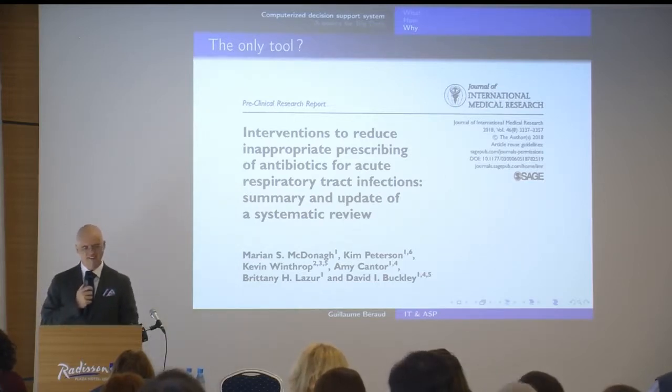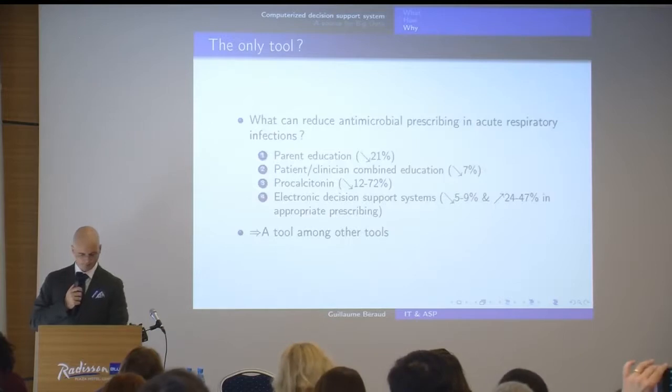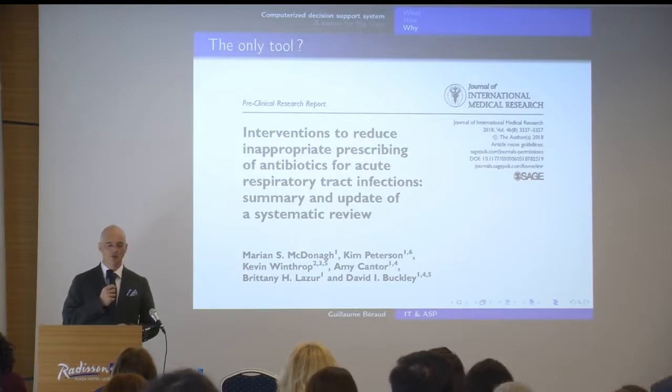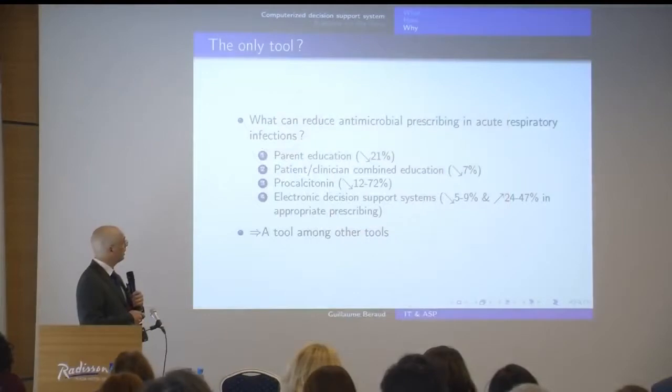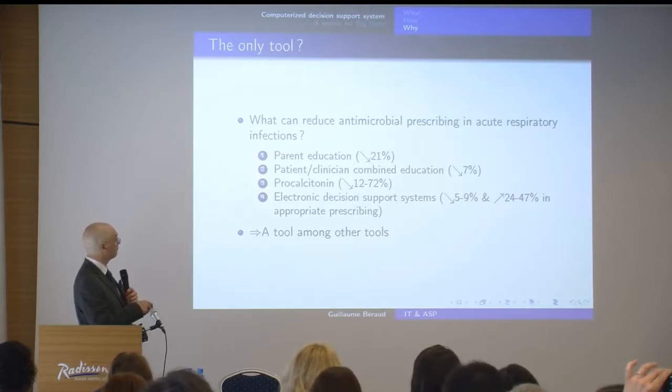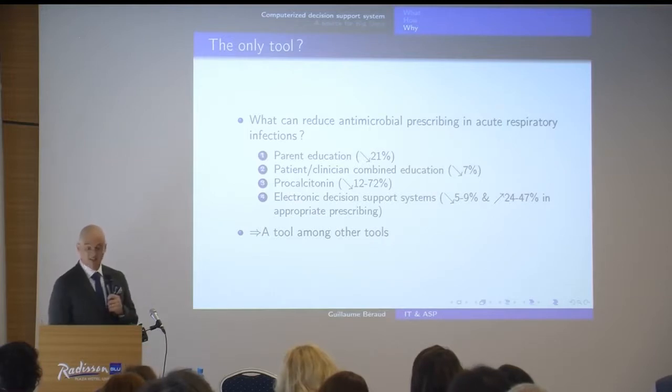Now let's start to criticize. Is it the only tool? I like this study. They focused on what kind of intervention is able to reduce inappropriate prescribing for acute respiratory tract infection, and they found that what worked was education of the parent, patient, clinic and clinician combined, the use of procalcitonin, and electronic decision support systems. So yes, it worked to reduce inappropriate prescribing, but it's just a tool among others. It works, but it's not the only tool and not necessarily the best tool.